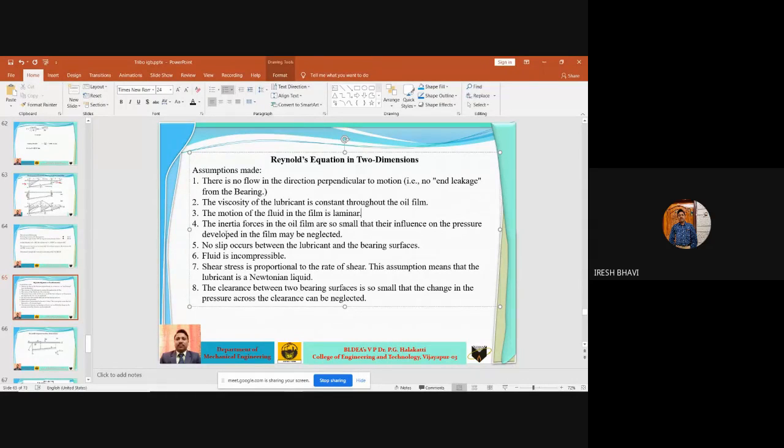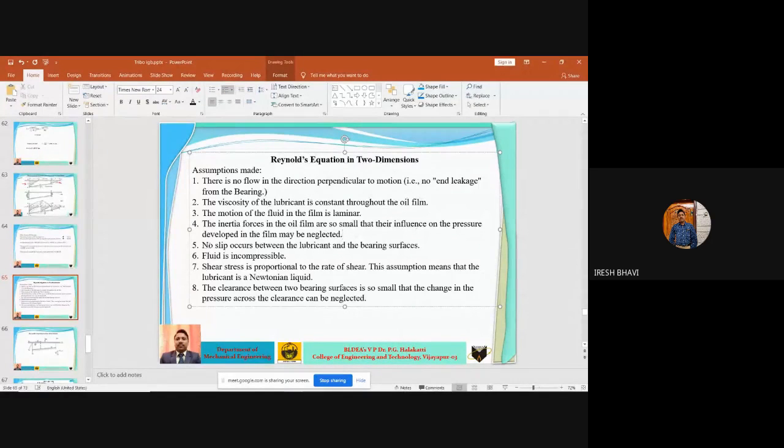Then the fourth one is that the inertia forces in the oil film are so small that their influence on the pressure developed in the film may be neglected. When the oil is continuously flowing inside the bearing, because of the molecular mass of the oil, inertia will be built up in the oil. We are assuming that the inertia forces built up in the oil due to its flow are very small and are neglected.